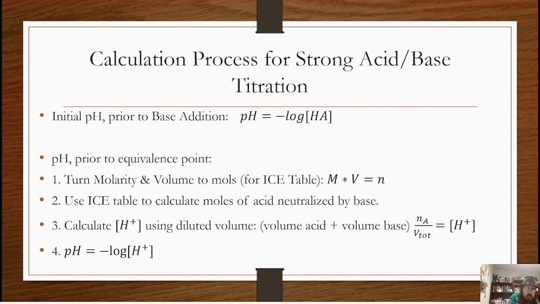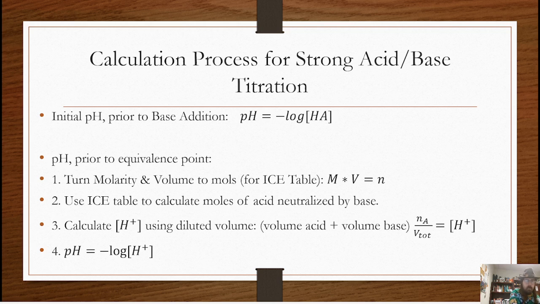Now, when we're calculating a strong acid, strong base, don't forget this is a common occurrence. We'll always need pH is equal to negative log of our HA. pH is equal to negative log of HA. This is always going to be there, except for when we go basic.